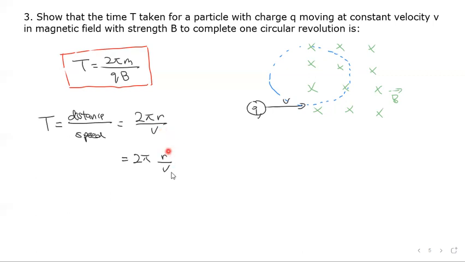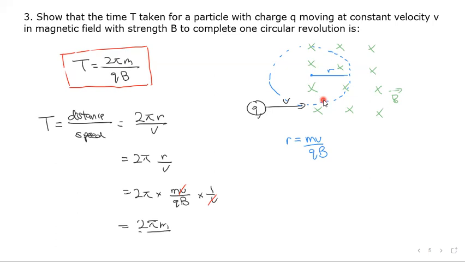It may be helpful to remember that this r is the radius of that circle. You may recall the formula for r that we referred to earlier, which is r equals mv over qB. So if we sub that in directly, you'll very easily see that the v just cancels, and you'll get what you want, which is 2 pi m over qB.